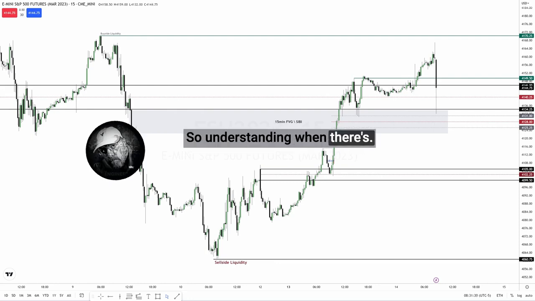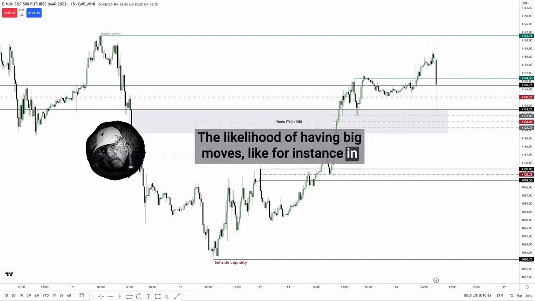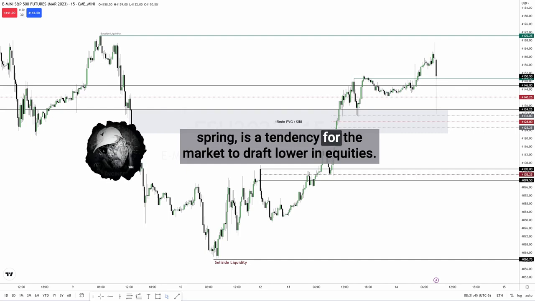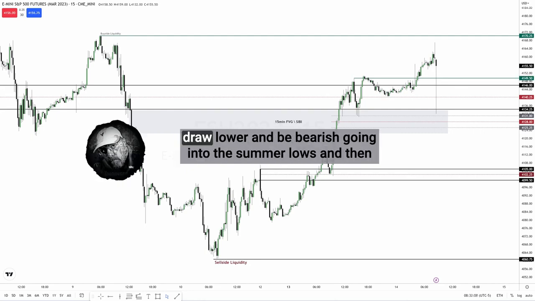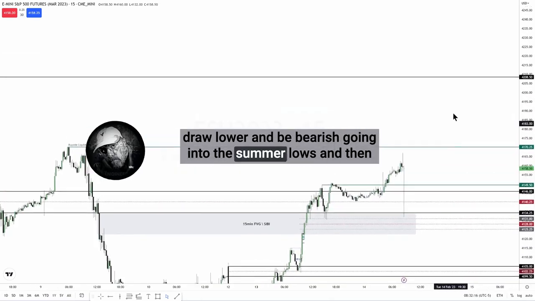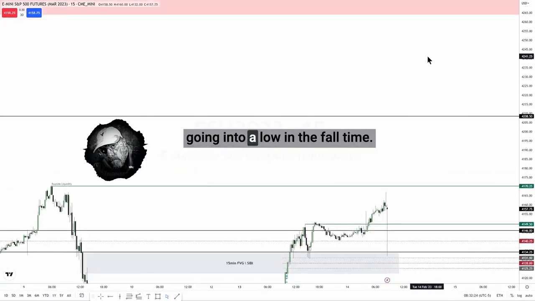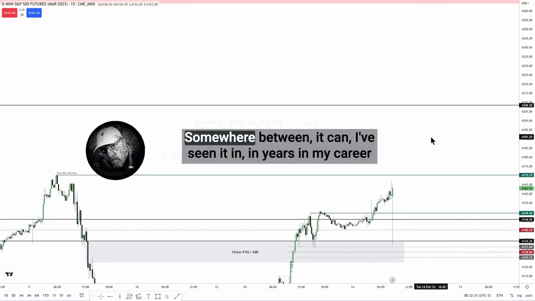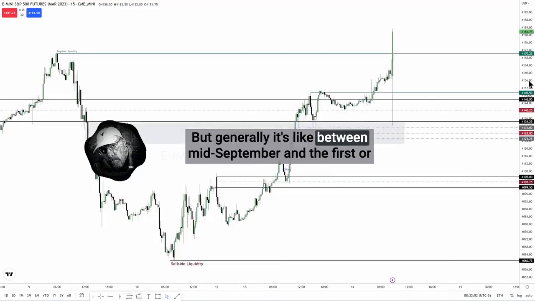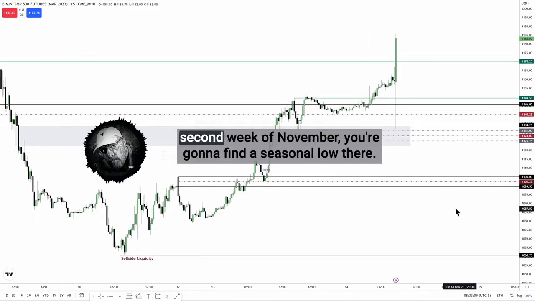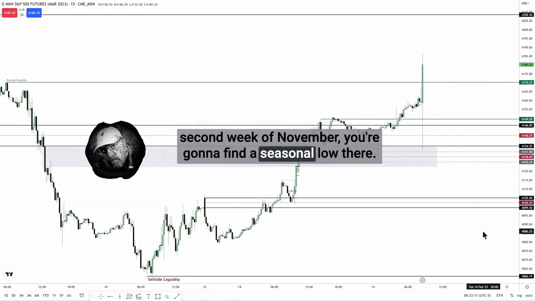So understanding when there's the likelihood of having big moves, like for instance in spring, there is a tendency for the market to drift lower in equities. Stock indices have a tendency to draw lower and be bearish going into the summer lows and then going into a low in the fall. I've seen it in years of my career where it starts a move in the last week of August, but generally it's between mid-September and the first or second week of November. You're going to find a seasonal low there.